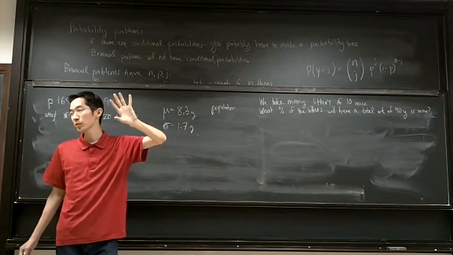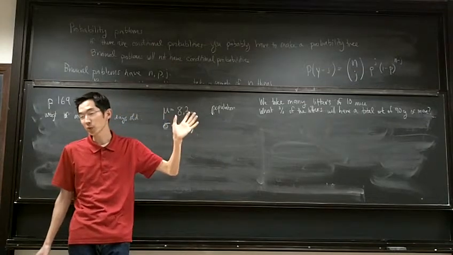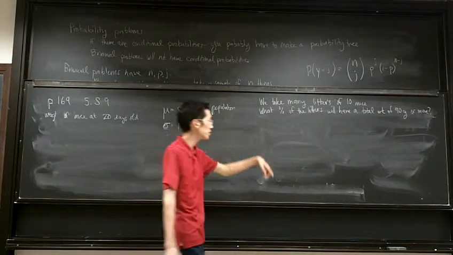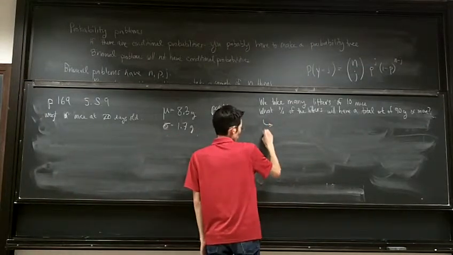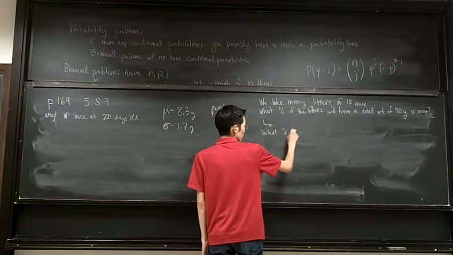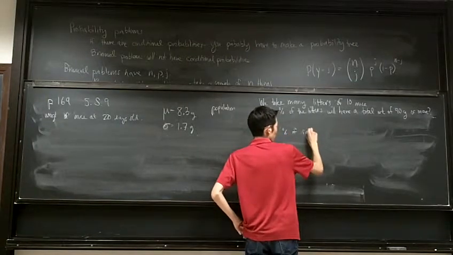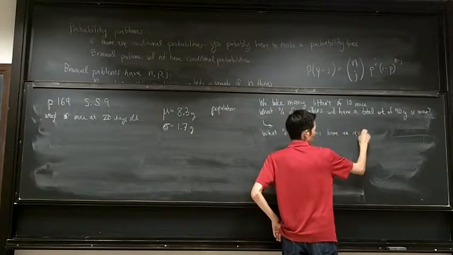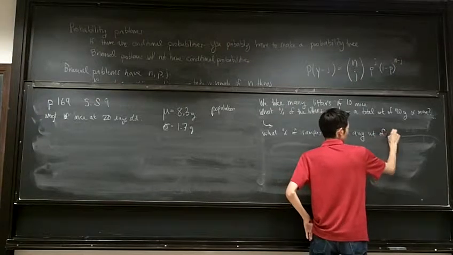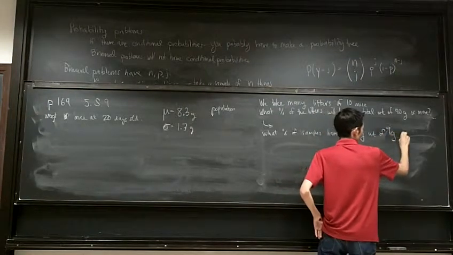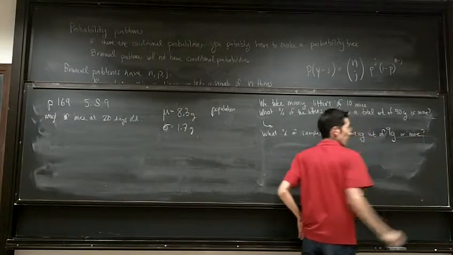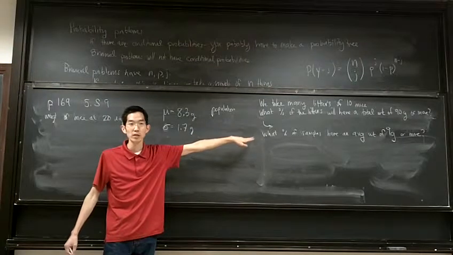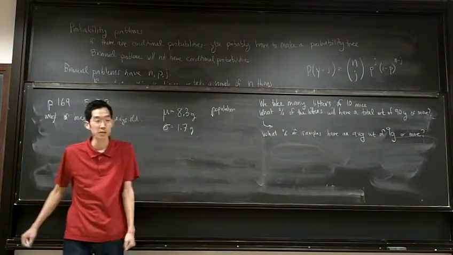In order for the total weight to be 90 grams, what does the average weight have to be? 9 grams, right? We've got 10 mice. So this is essentially asking the exact same question as what percent of samples have an average weight of 9 grams or more. And do we know how to answer this question? Yes, okay. You had a question like this on your quiz today.